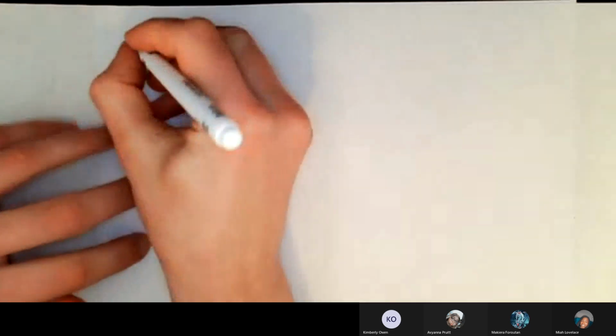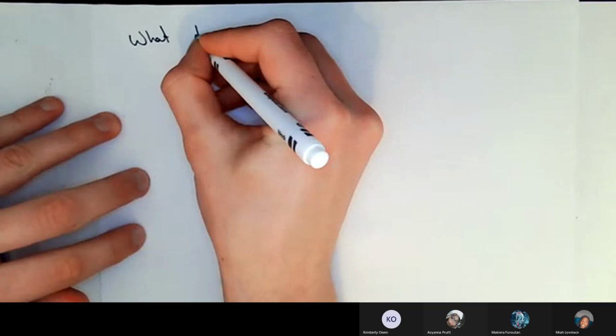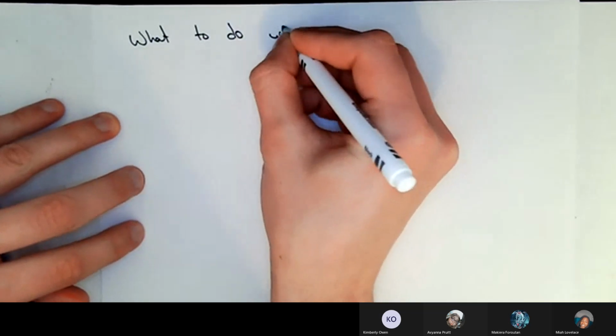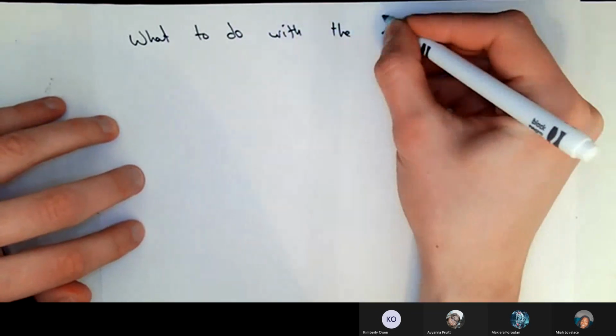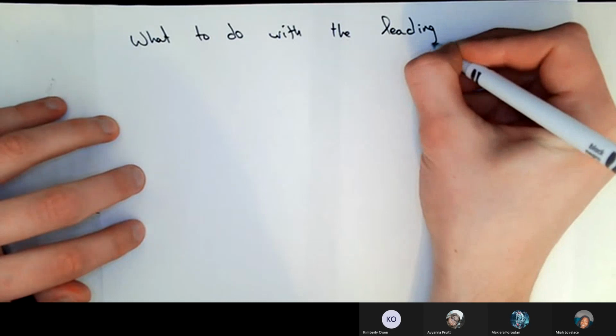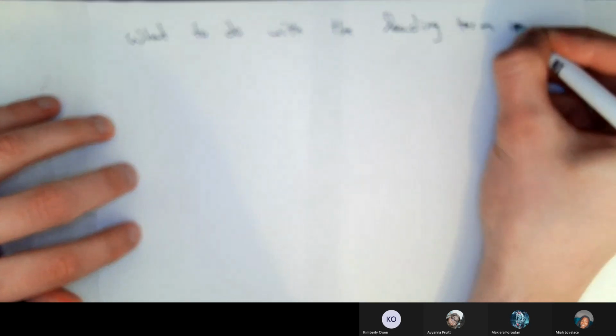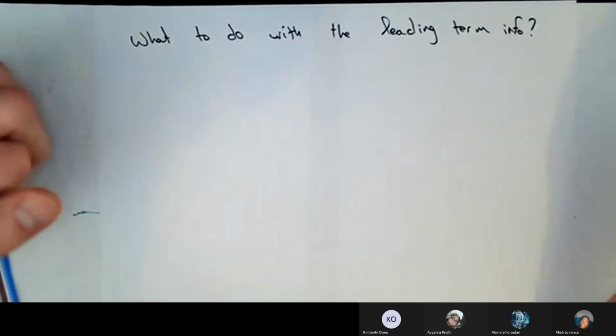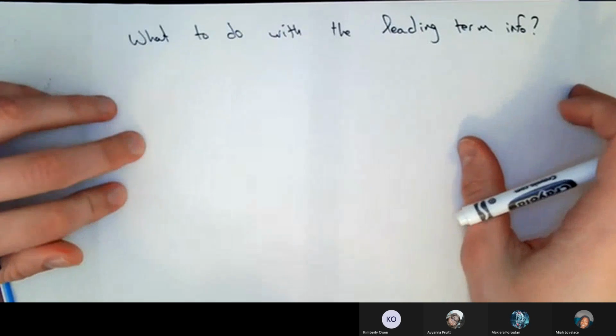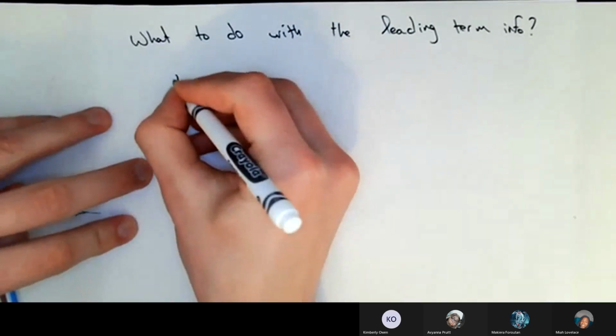All right, let's look at how are we doing on time? 10 minutes, okay. Yeah, let's just talk a little bit about interpreting the degree in, well, here, how about this? What to do with the leading term information. So now we know how to get it for different types of polynomials, but once you have it, what do you do with it? Well, here we go.